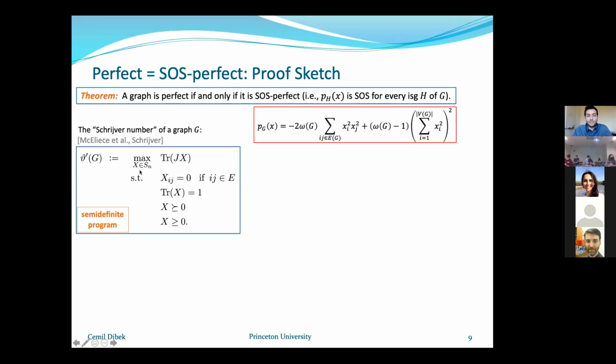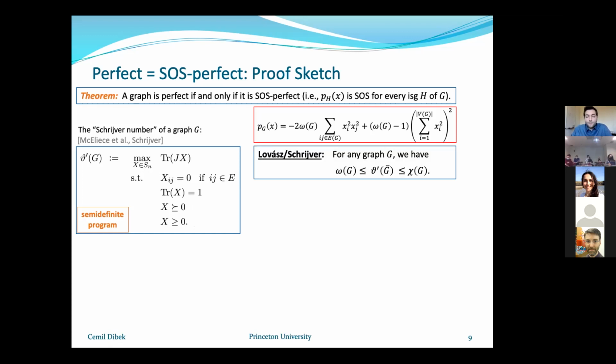So here, the decision variable is an n by n symmetric matrix. And here J is the matrix of all ones. So the objective function simply says to maximize the sum of the entries of X. And then we have some affine constraints on the entries of X. And these last two constraints say that X is positive semi-definite, and that X is entry-wise non-negative. Okay, so this is a semi-definite program, but a very useful one, because Lovász and Schrijver showed that this number applied to the complement, and whenever I say Schrijver number, I mean applied to the complement, is sandwiched between the clique number and the chromatic number.